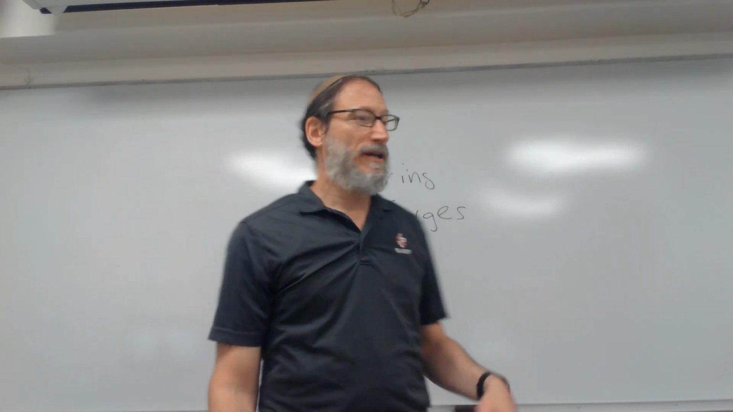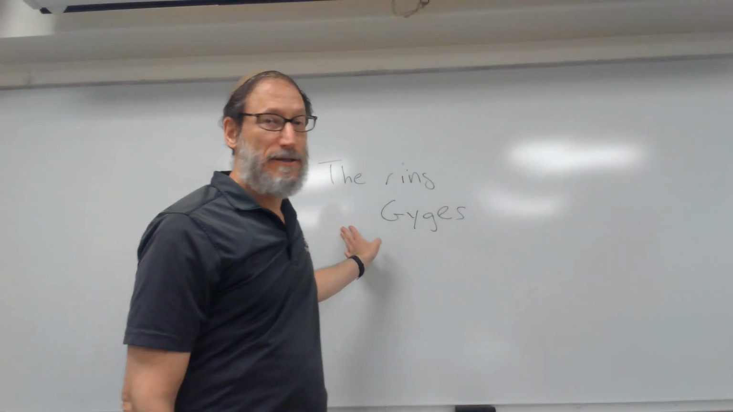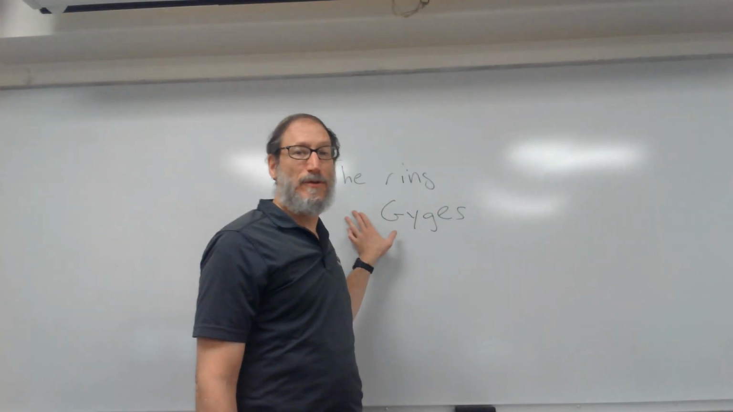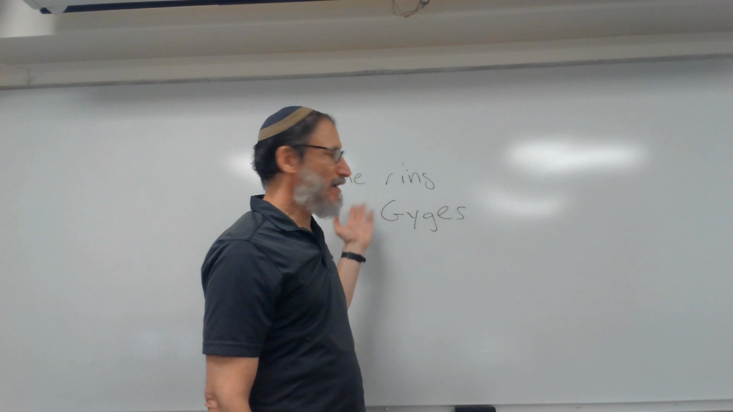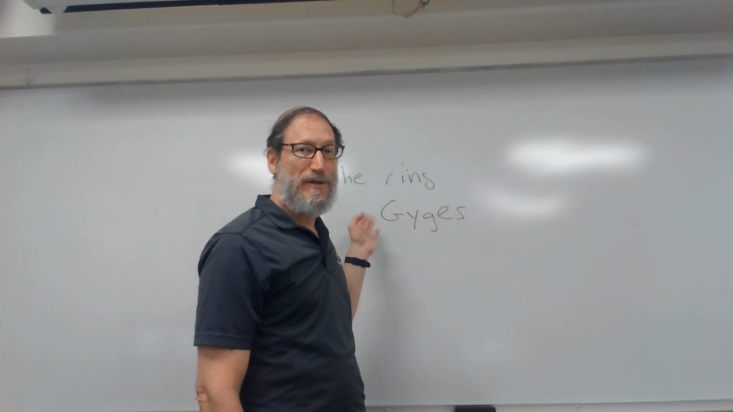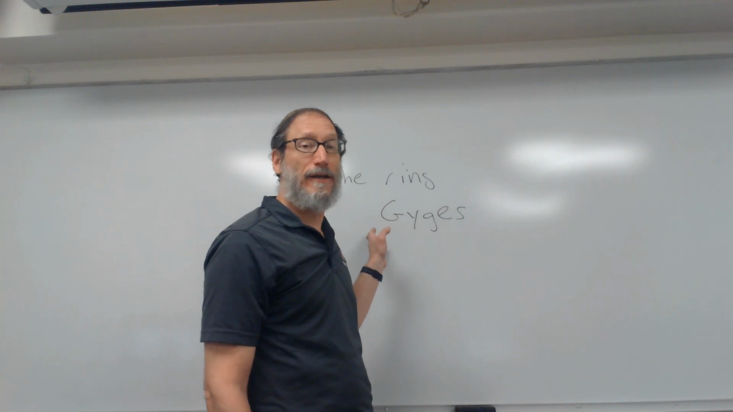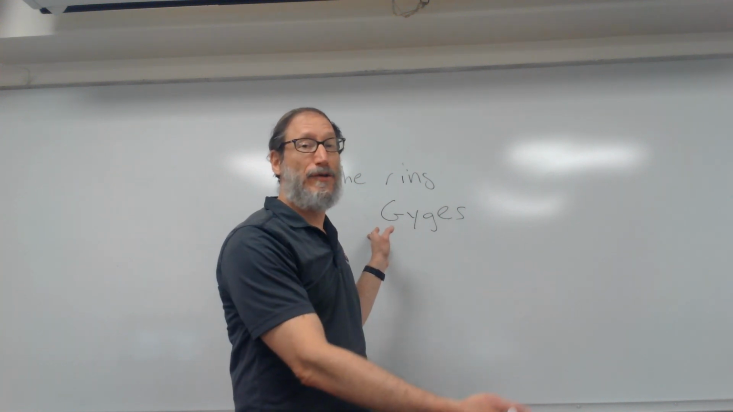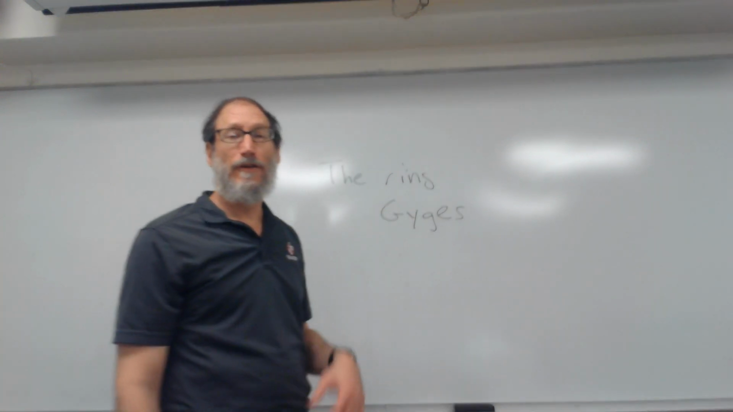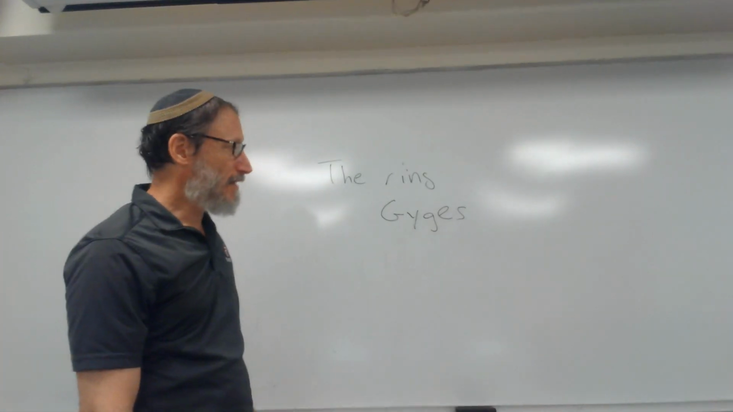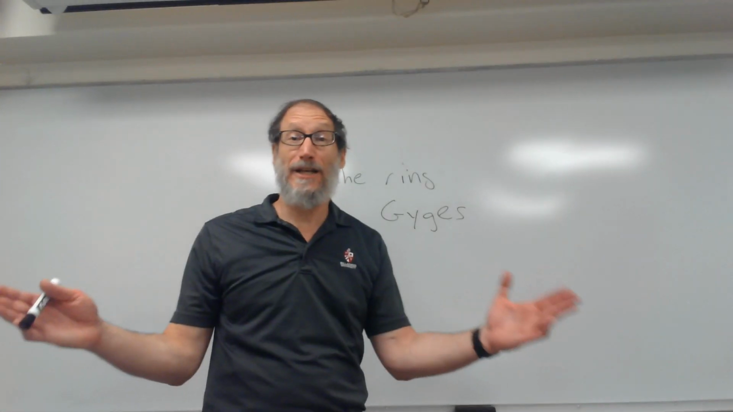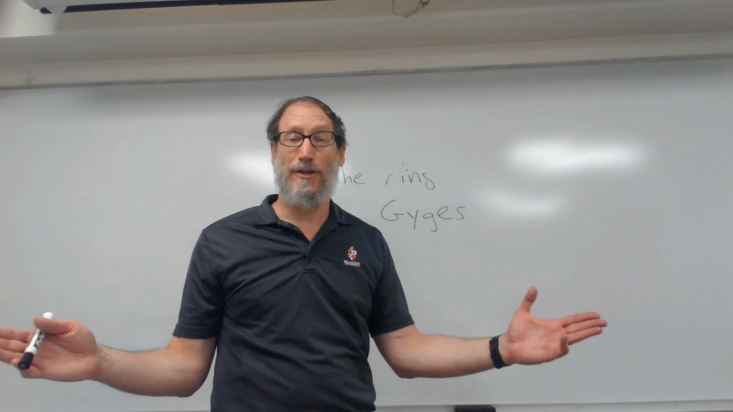Okay, so the story of Gyges is this man who found this ring, and he became invisible using the ring at will, and because he became invisible, he was then able to do whatever he wanted, including seduce the queen, kill the king, and take over the rulership of the country. And that's the end of the story of Gyges.